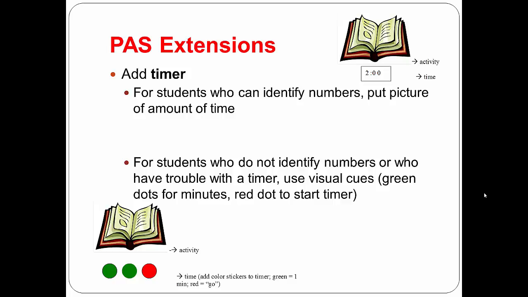For students who are able to identify numbers, adding a timer might be as simple as placing a picture under the activity with the amount of time they may engage with it. For students who cannot identify numbers or who have trouble using a timer, you can use visual cues like green dots for the number of times to press the minute button, a red dot to denote starting the timer, and then adding these visuals to the actual timer, so placing a green colored piece of paper over the minute button and a red colored piece of paper over the start button. You can flip those around or play with the colors however you like, but in the end, you've got a very simple way to prompt the use of a timer.